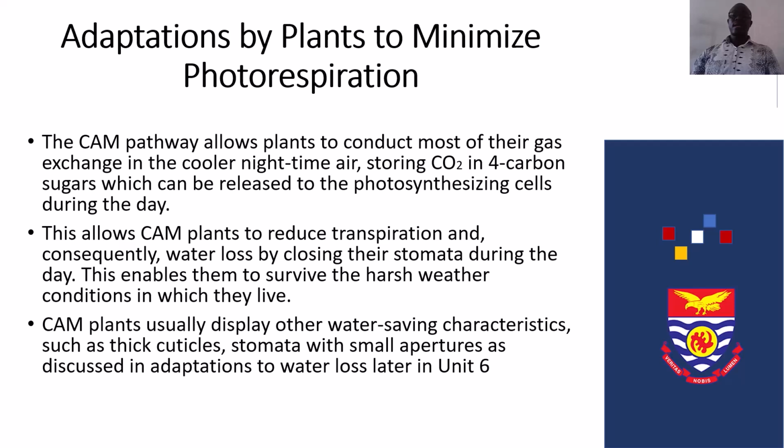The CAM pathway allows plants to conduct most of their gas exchange in the cooler nighttime air, storing carbon dioxide in a 4-carbon sugar, which can be released to the photosynthesizing cells during the day. This allows CAM plants to reduce transpiration and consequently water loss by closing their stomata during the day. This also enables them to survive the harsh weather conditions in which they live. CAM plants usually display other water-saving characteristics such as thick cuticles and stomata with small apertures, as discussed in Adaptations to Water Loss in Unit 6.